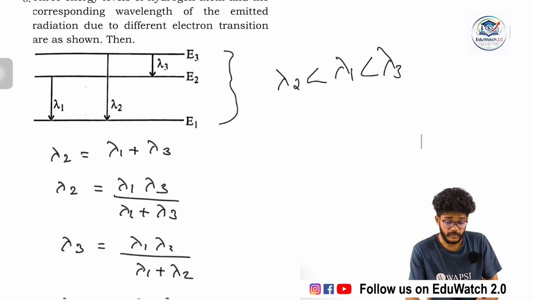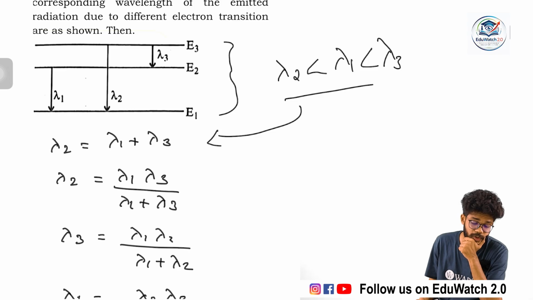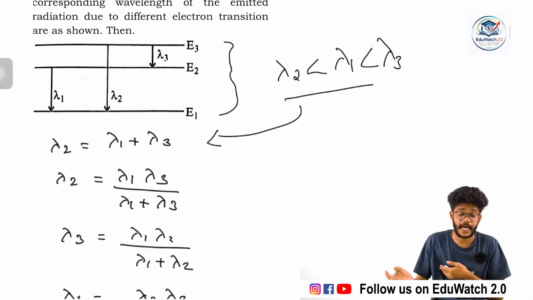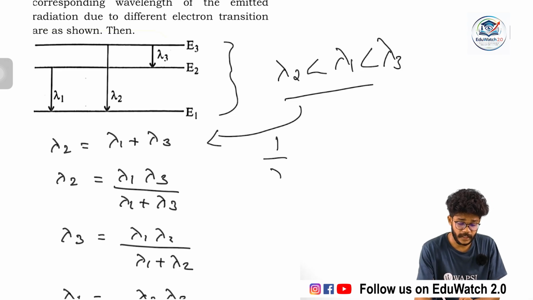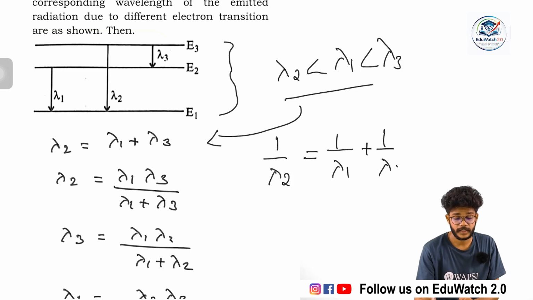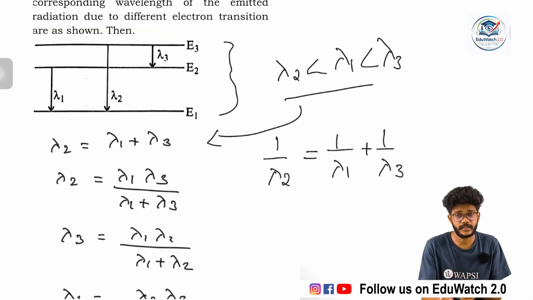So from this data, can this equation be correct: lambda 2 equals lambda 1 plus lambda 3? No, because lambda 2 is the smallest value and lambda 3 is the largest value. We can't write it like that. But 1 by lambda 2 can be the sum of 1 by lambda 1 plus 1 by lambda 3, because lambda 3 is very large, so 1 by lambda 3 will be very small, and lambda 1 is in the middle.